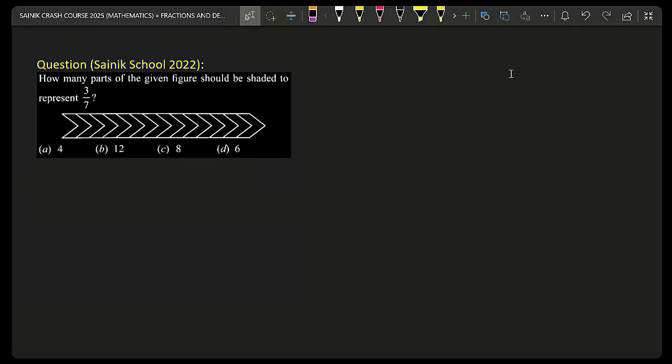First count the total number of parts. How many are there? 14, sir. But in the fraction they said 3 by 7, no? What is the denominator in the fraction 3 by 7? 7. That means the total parts should be 7, right? But they said total parts are 14. How can you convert 14 parts into 7 parts? What can we do?